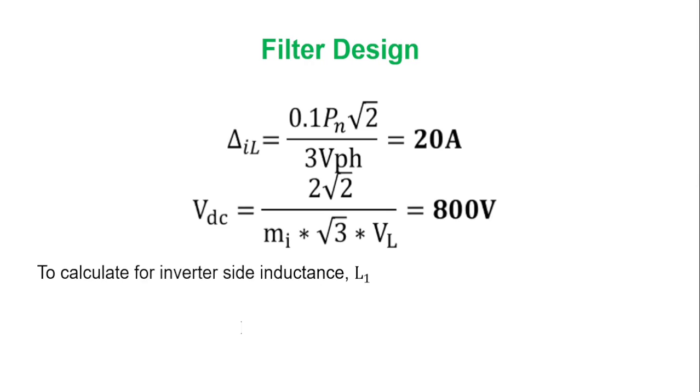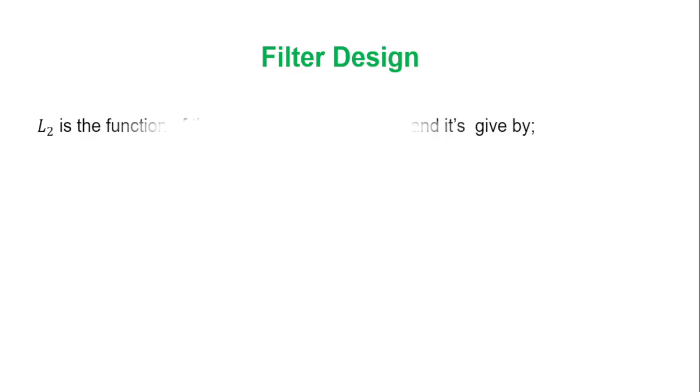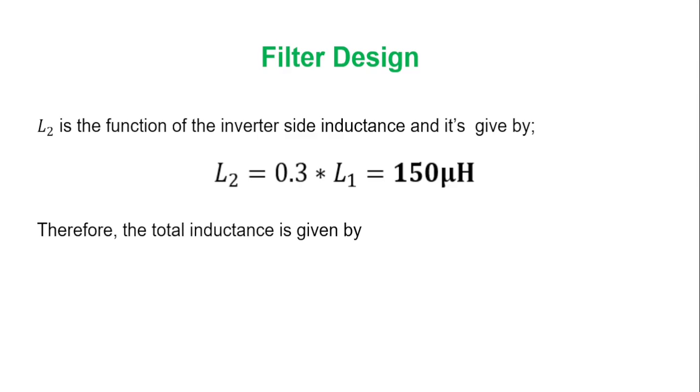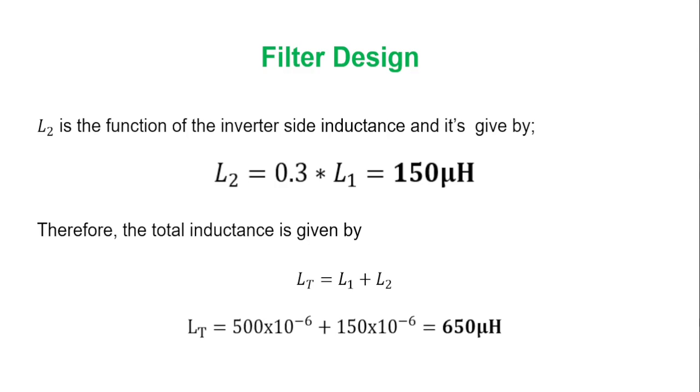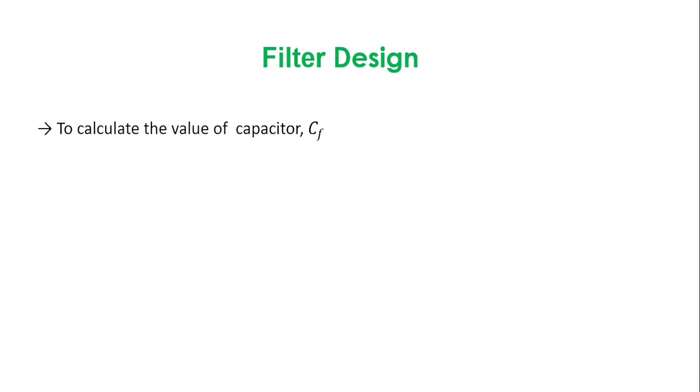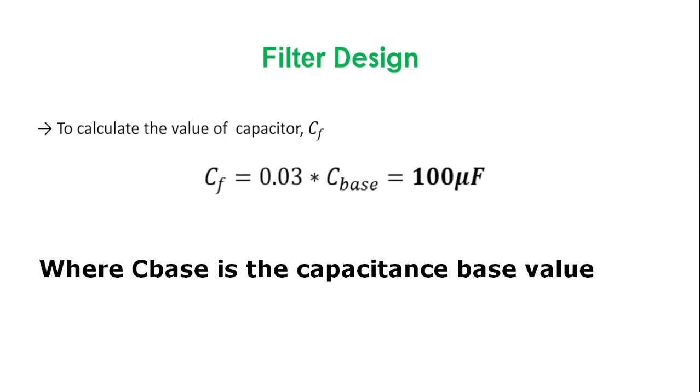To calculate the inverter side inductance L1, we use the following formula, and the value of the inductance L1 gives us 500 microhenry. And L2 is a function of the inverter side inductance, which gives us 0.3 times L1, giving us 150 microhenry. And to calculate the total inductance, we calculate total inductance as L1 plus L2, which is equal to 650 microhenry. The value of the capacitor CF is given by 0.3 times C base, which gives us 100 microfarad.